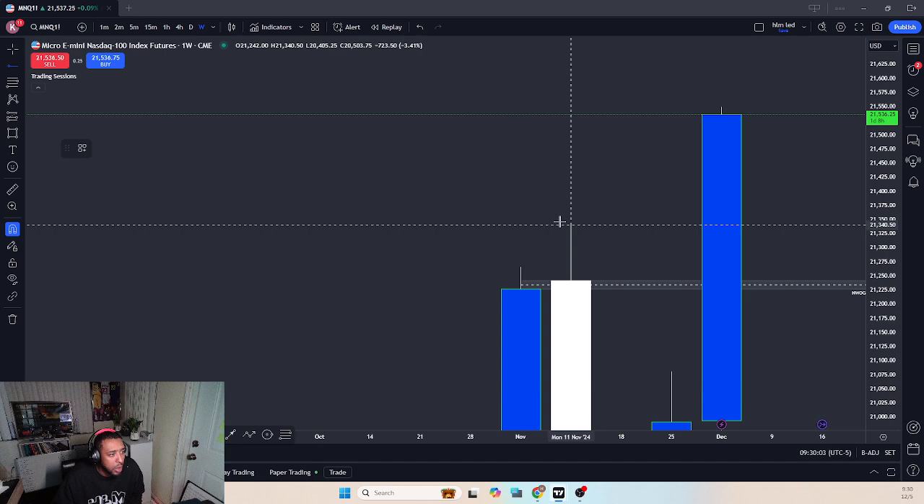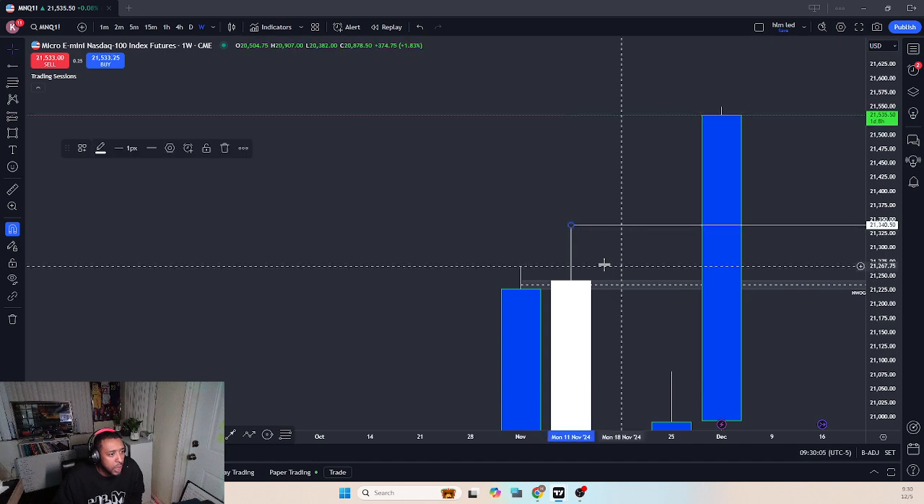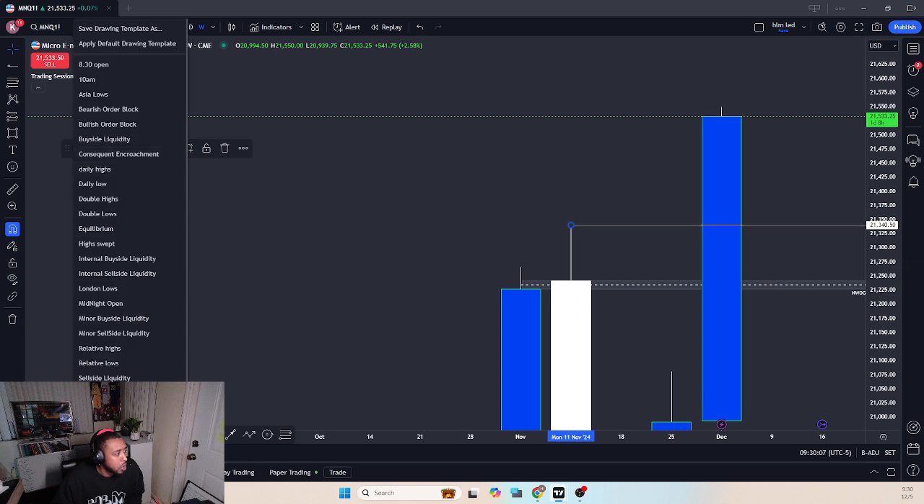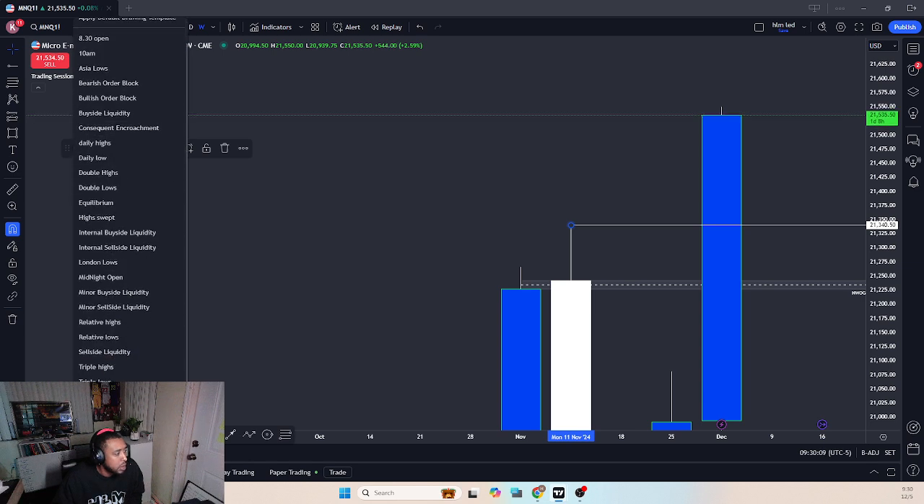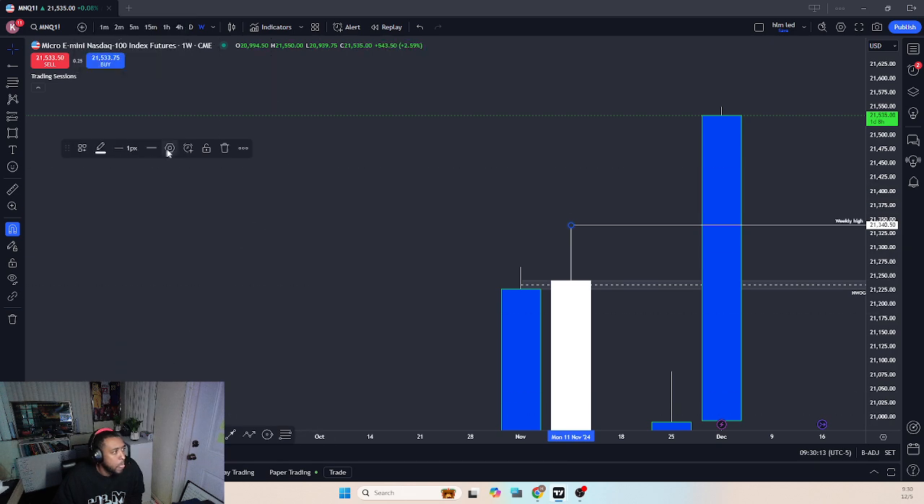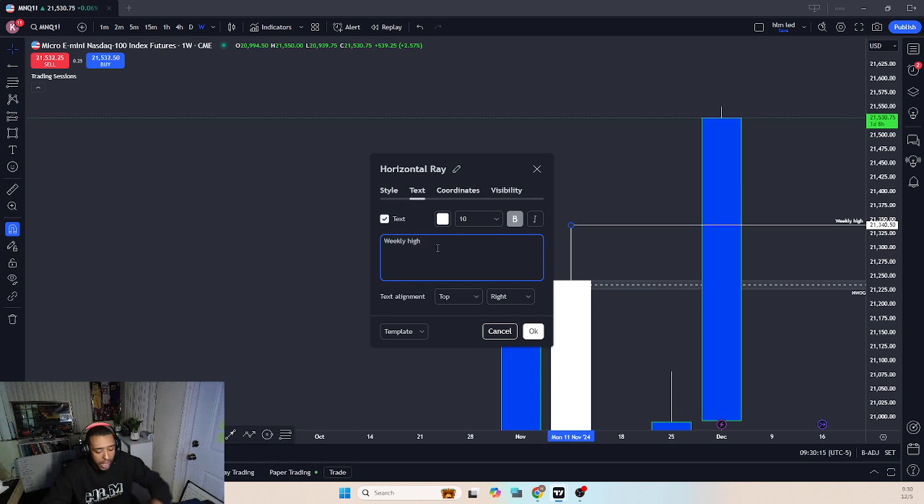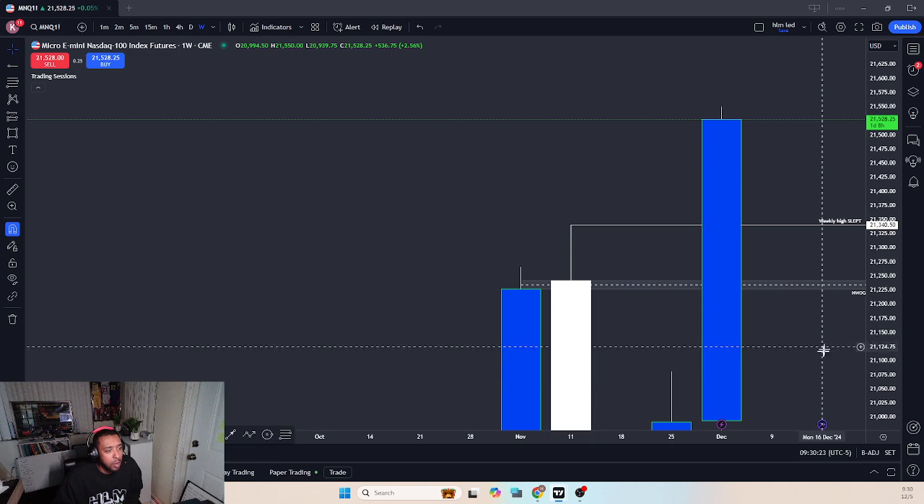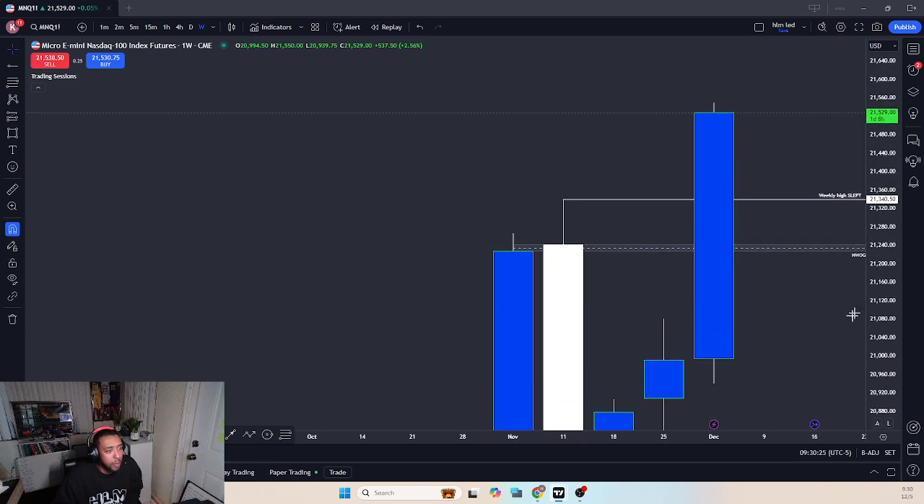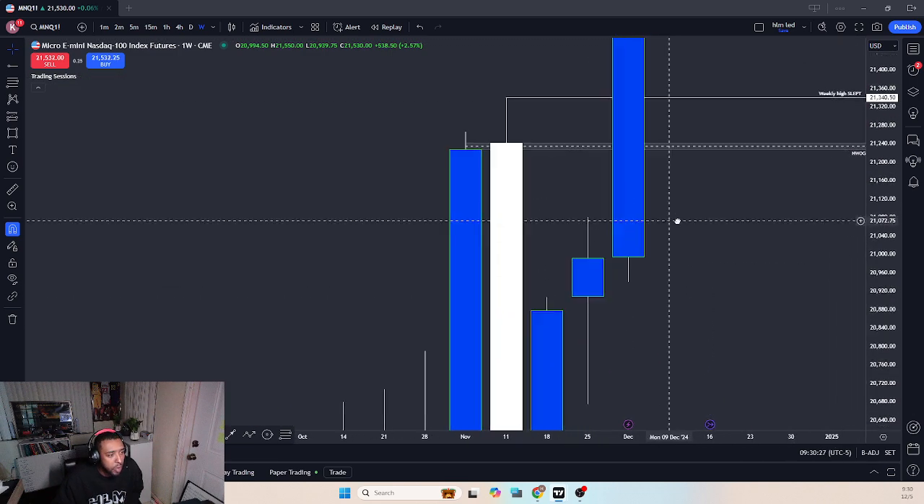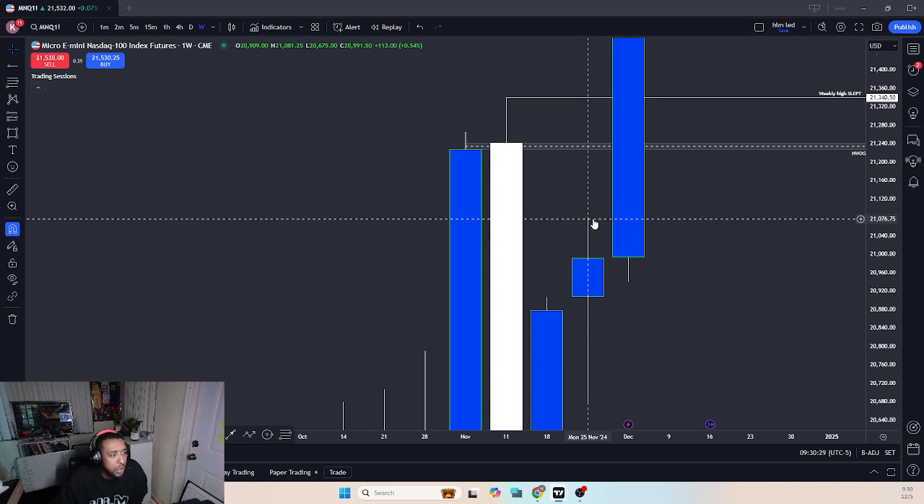So this is a week high. Notate it as weekly high. But it's a weekly high that got swept, so I'm gonna put weekly high swept. And this one down here is real far, so I'm just not gonna notate this one.